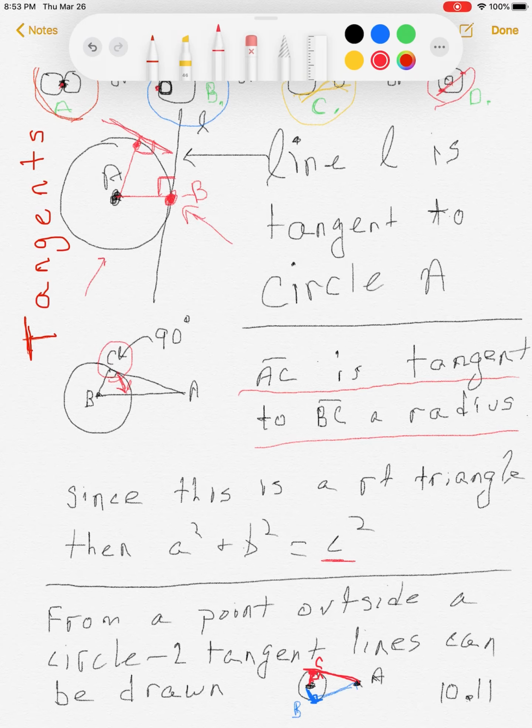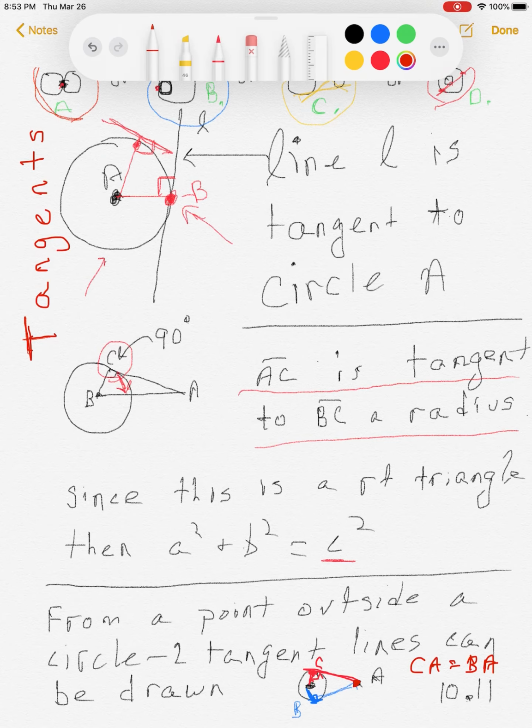I'd now like to go on to Theorem 10.11. From a point outside a circle, there are two tangent lines that can be drawn. So what I did here is I drew a point A right here, okay? I labeled A, and I drew a tangent to the circle at the top in red and at the bottom of the circle in blue, all right? And there's some interesting things about this that we'll be using. In fact, one of them is that the distance CA is equal to the distance AB or BA, all right?